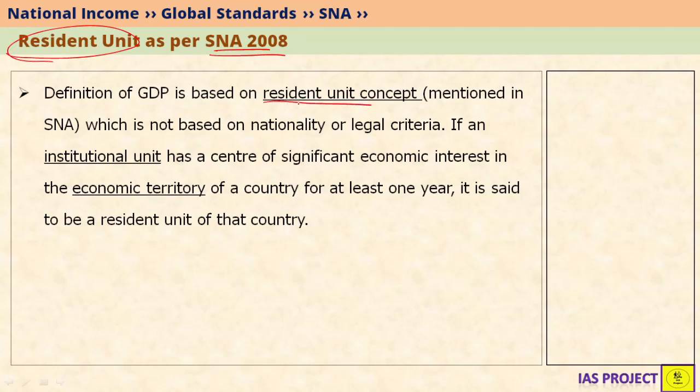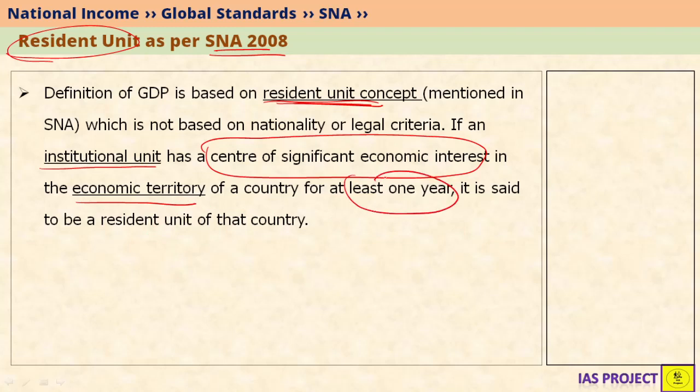Resident unit concept simply means that whenever an institutional unit has a center of significant economic interest within the economic territory of a country for at least a period of 1 year, it is called a resident unit of that country. Let's see again with the example of India.